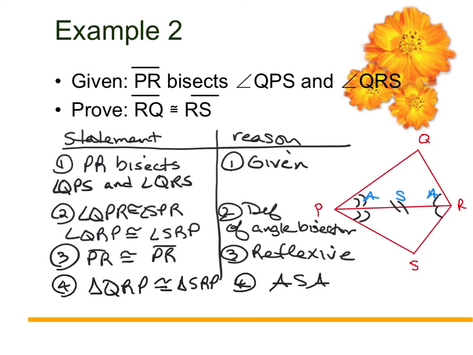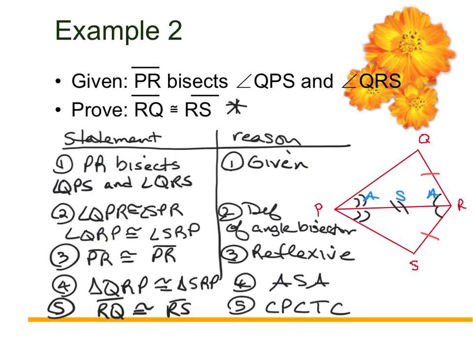Now again, let's go back. Remember, we're trying to prove that RQ is congruent to RS. And now that I've proven these 2 triangles are exactly the same, I can go back and say that RQ is congruent to RS, and that reason is that corresponding parts of congruent triangles are congruent. And the same thing, the proof could have also been show that angle Q is congruent to angle S, or that side PQ was congruent to PS. Any of those things could have been what you were trying to prove.